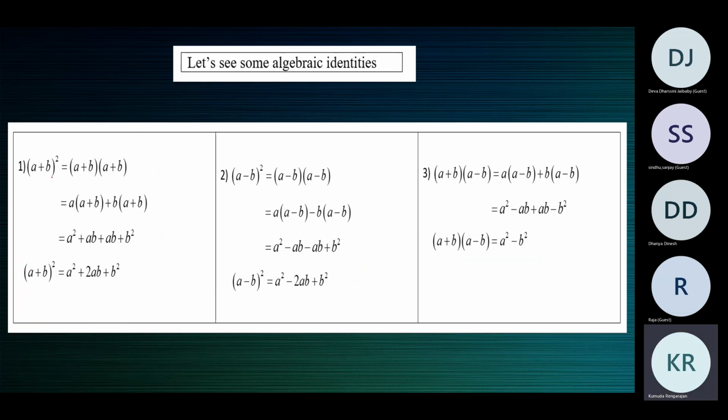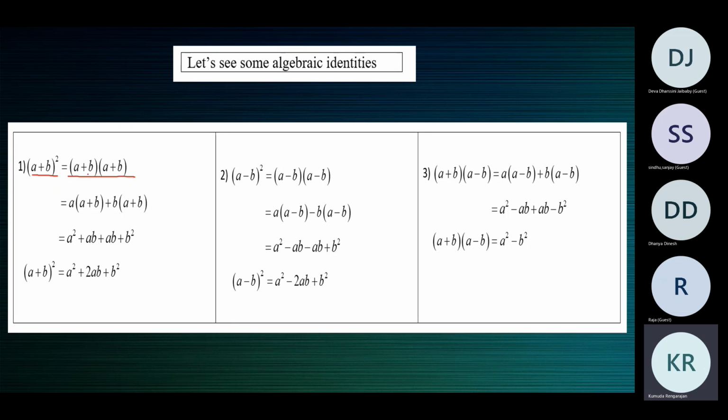Now, a plus b the whole square. What do we mean by a plus b the whole square? It means a plus b into a plus b. When we say x square, it means x into x. So when you multiply something with itself, it's expressed as a whole square. We're just trying to write this in a different way. A plus b the whole square, what's the meaning? It's a plus b into a plus b.